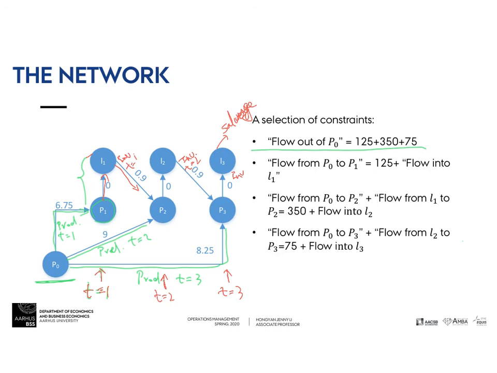Then you can continue to identify the constraints for this problem. So we have the balanced flow constraints. For example, from P0 to P1, the only flow out from P0 becomes P1, and this equals 125. This is sales, satisfying the demand, and the rest will flow into L1. So that's inventory.